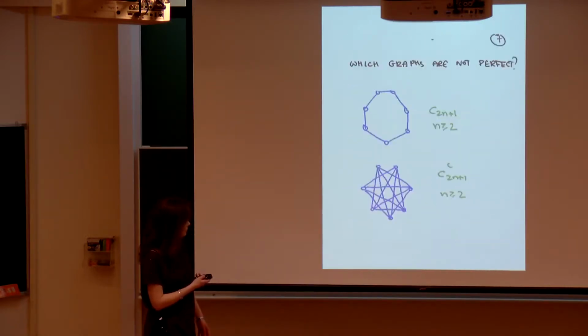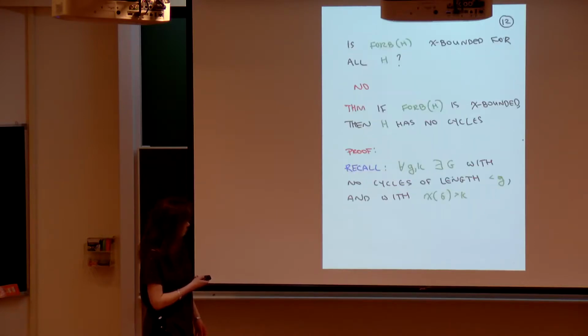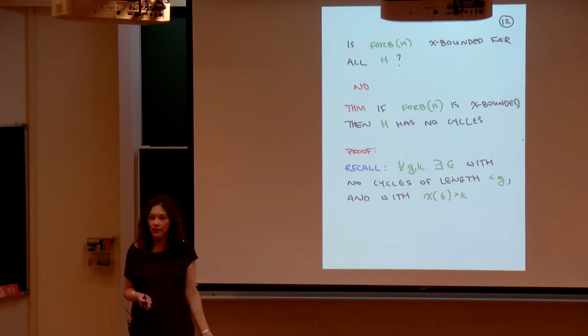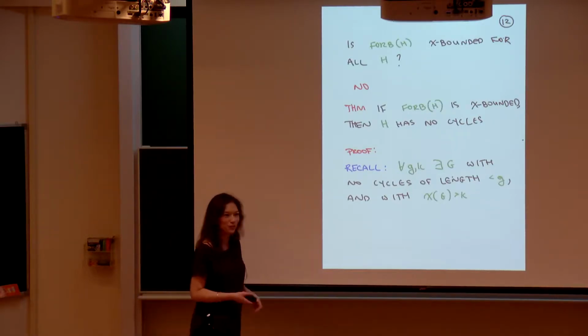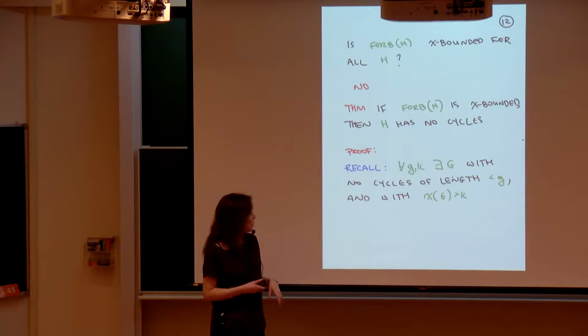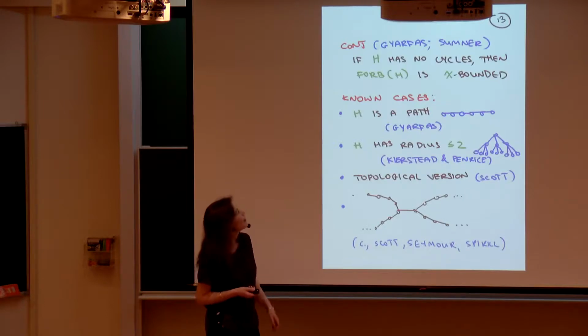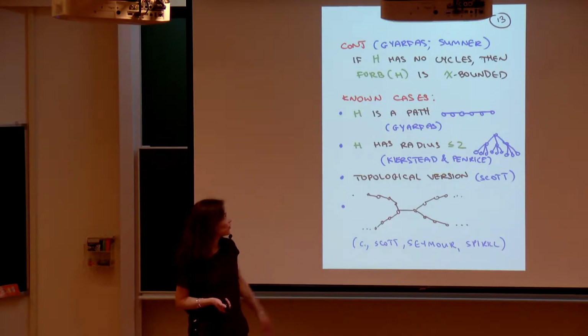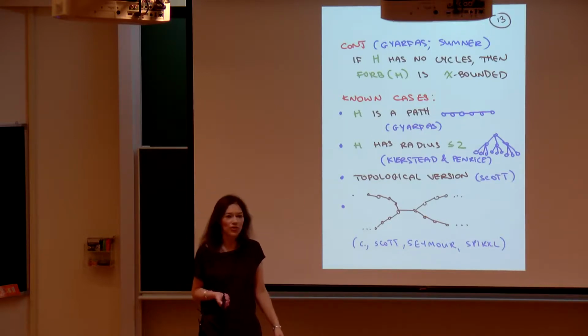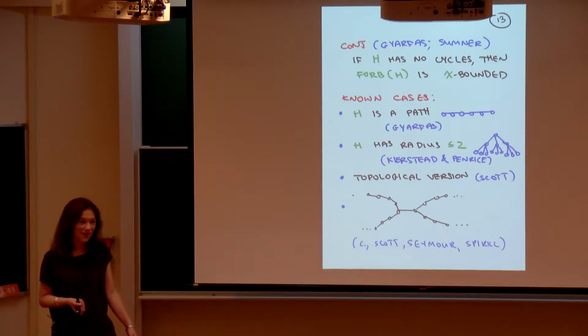So if Forb(H) is chi-bounded, then H has no cycles, and there's a name for graphs without cycles. They're called forests, and if they're connected, they're called trees. And there's a conjecture that actually it's if and only if. The conjecture of Gyárfás and Sumner says that for every forest, for every graph with no cycles, Forb(H) is chi-bounded. It's a well-known conjecture, people are thinking about it, but it's very hard.